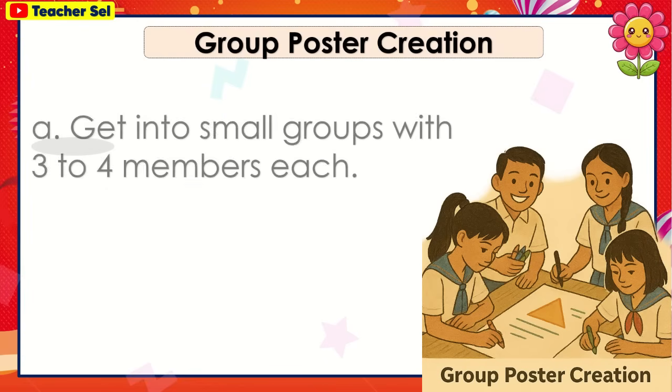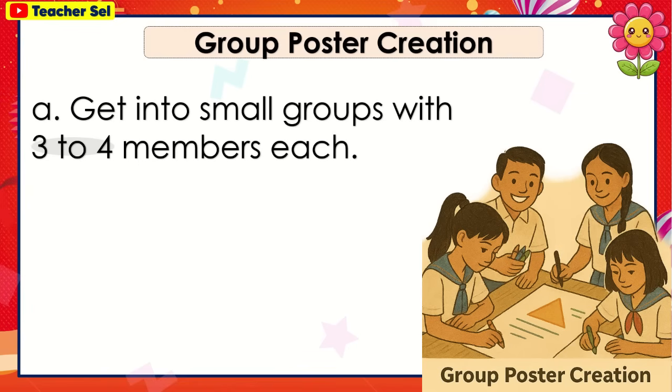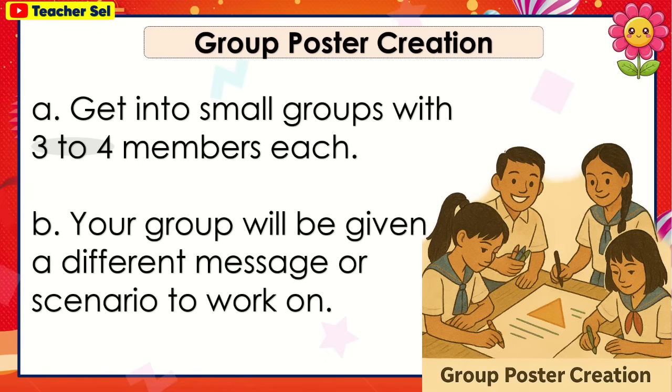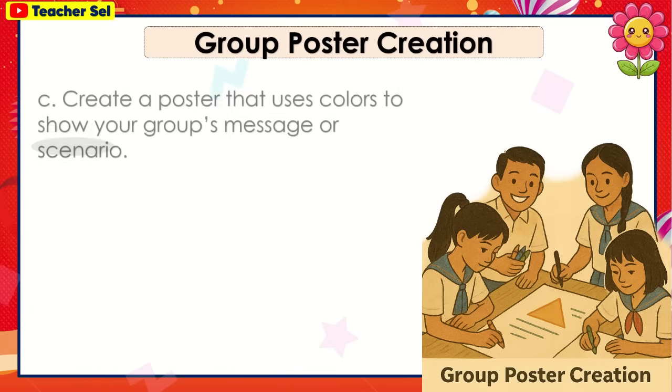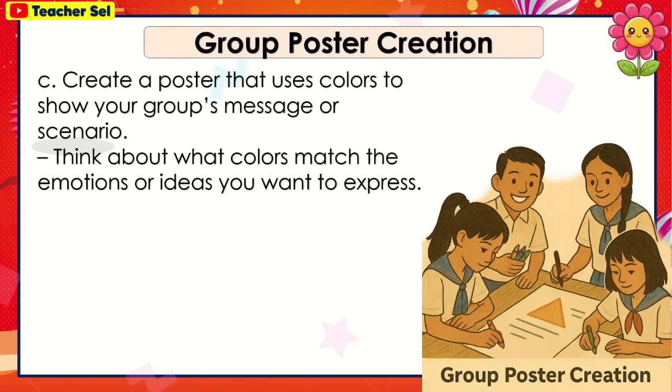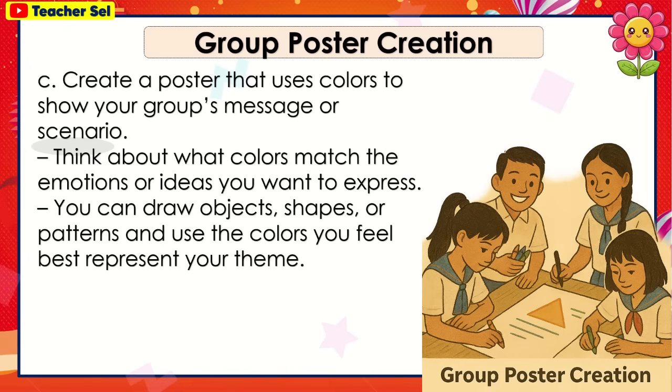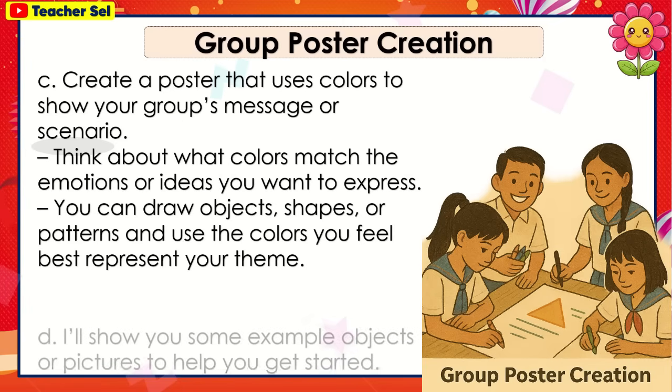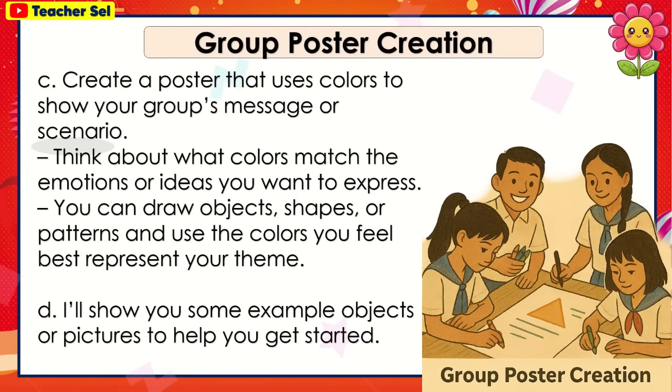Group poster creation. Get into small groups with 3 to 4 members each. Your group will be given a different message or scenario to work on. Create a poster that uses colors to show your group's message or scenario. Think about what colors match the emotions or ideas you want to express. You can draw objects, shapes, or patterns and use the colors you feel best represent your theme. I'll show you some example objects or pictures to help you get started.